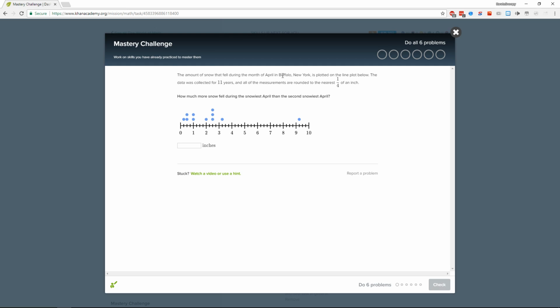Amount of snow that fell. Data was collected for 11 years. How much more snow fell on the snowiest April than the second snowiest April? Alright, so that's 3.25 minus 9. So 3 minus 9 is such hard math. 6, yeah. 1, 2, 3, 4, 5, 6. Nice.